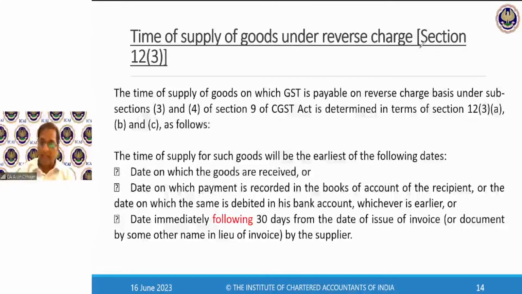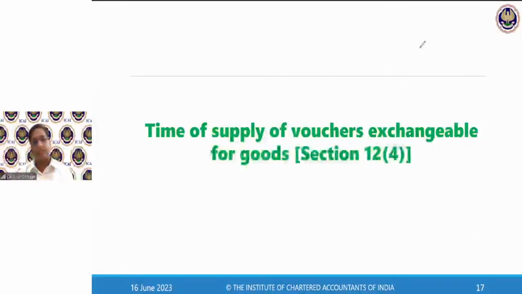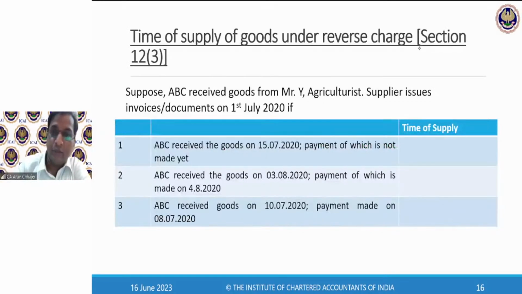So we have completed the time of supply for the goods. We have completed under forward charge. We have completed under reverse charge. Let's move to the next category, time of supply of voucher. Okay. Solve one case. मुझे ना सिर्फ आप इसका आंसर दीजिए.